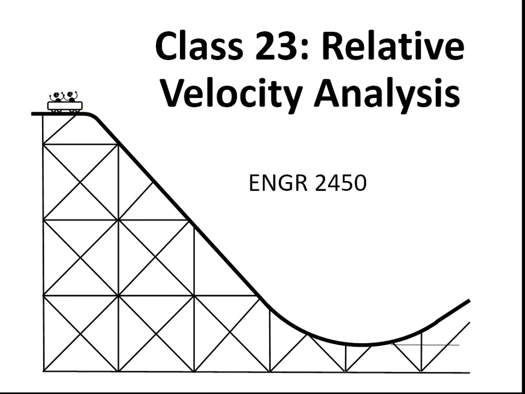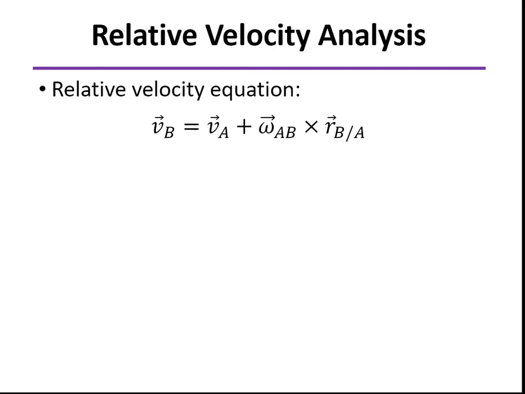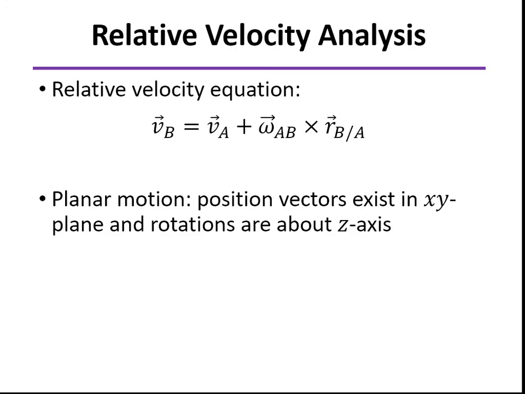Okay, today we're looking at a few more problems involving relative velocity analysis. So from last time, let's recall that our equation for the relative velocity of one point on a rigid body relative to another point on that same body can be written like this. The velocity of B relative to A is that cross product, the angular velocity crossed with the position vector of B relative to A.